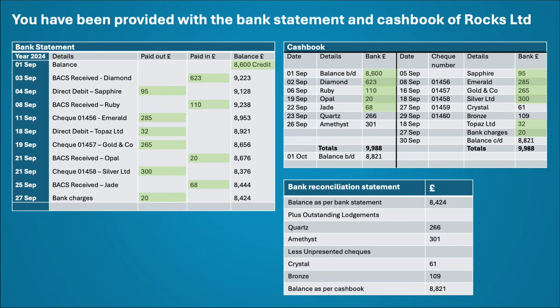Now our final figure is the balance as per the cash book, which we calculated earlier, which was £8,821. So now that we've filled it out, this should reconcile the difference between the balance as per the bank statement and the balance as per the cash book. So if we do £8,424 plus the amount for quartz and amethyst of 266 and 301, and then minus off our 61 for crystal and 109 for bronze, that gives you the balance as per the cash book of £8,821. So we can see that the two figures now reconcile.